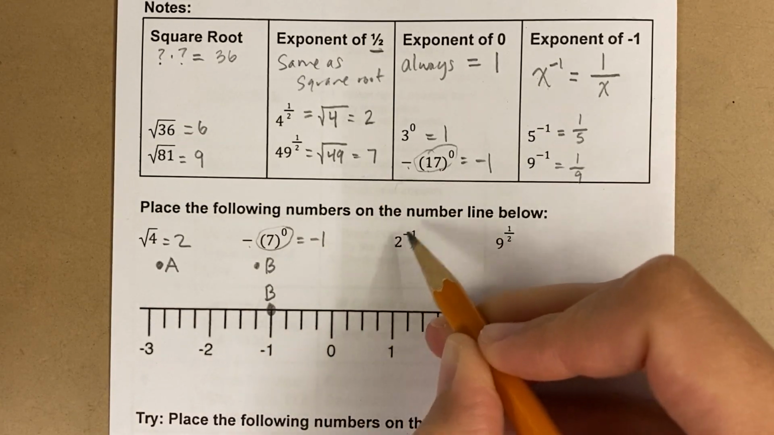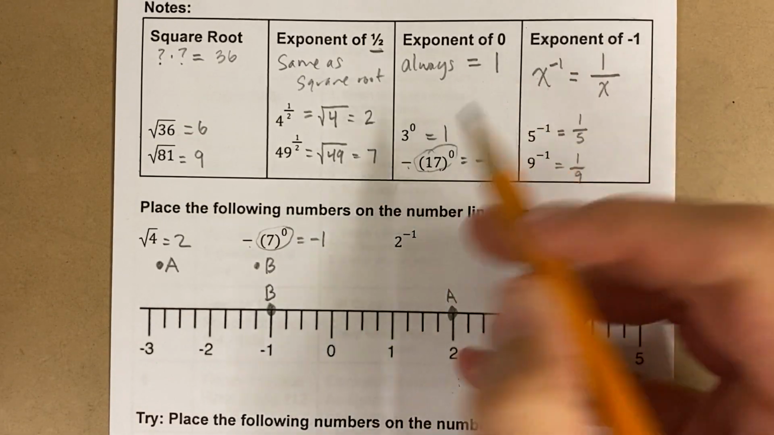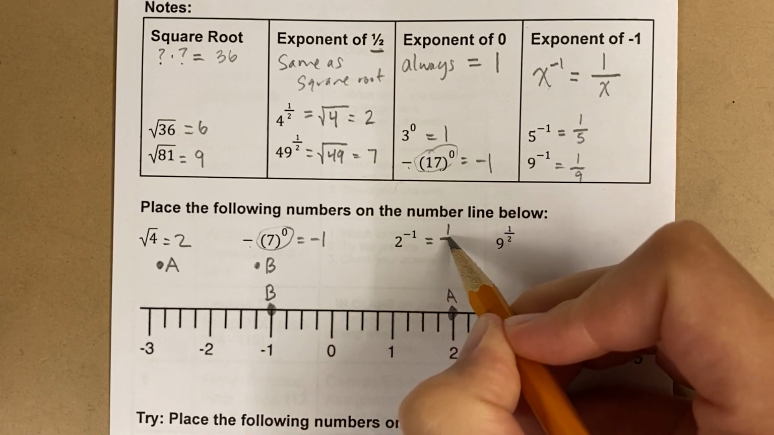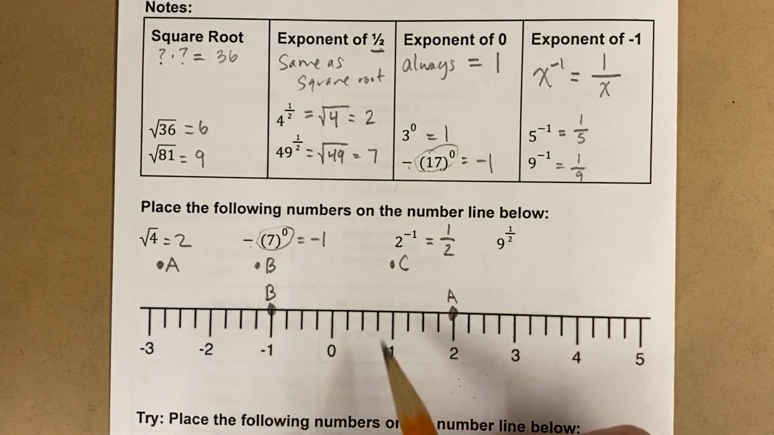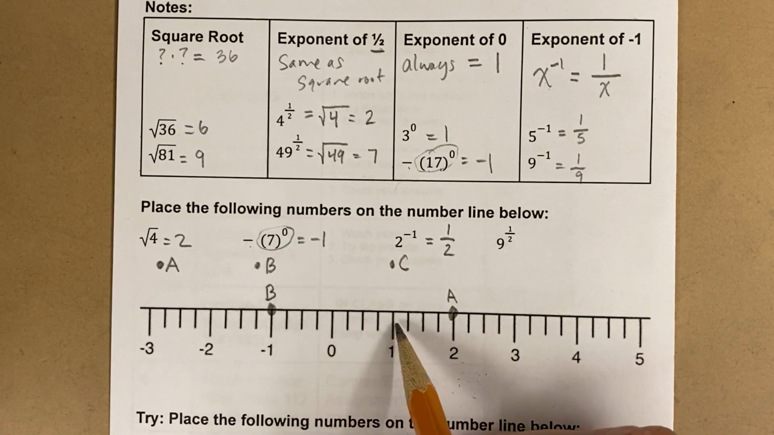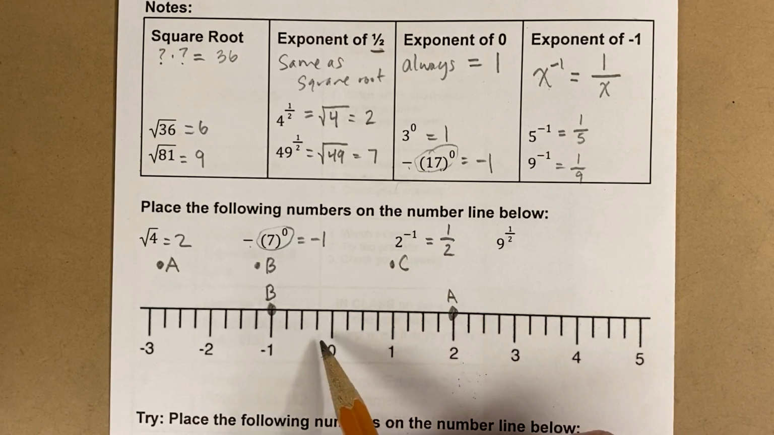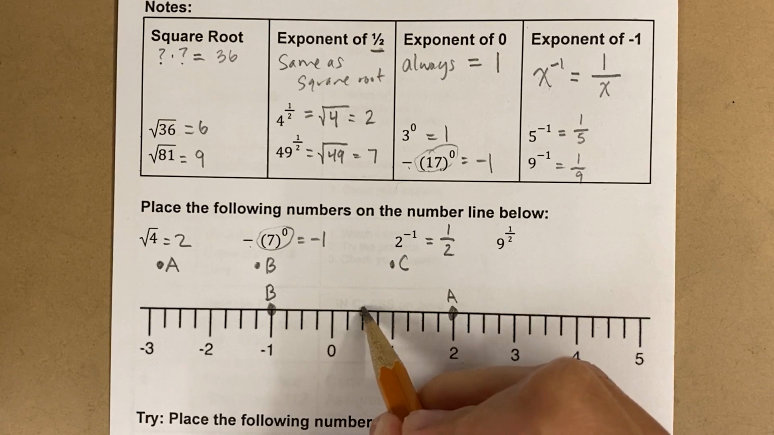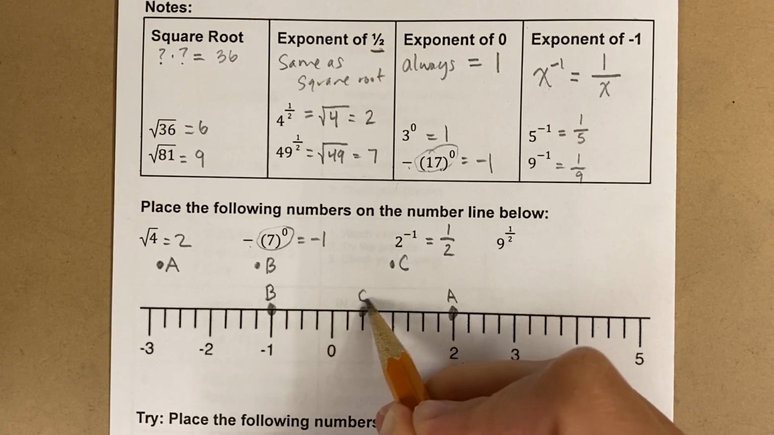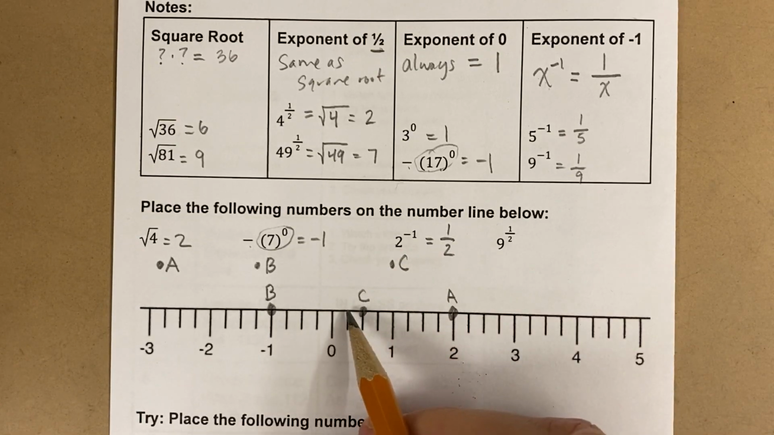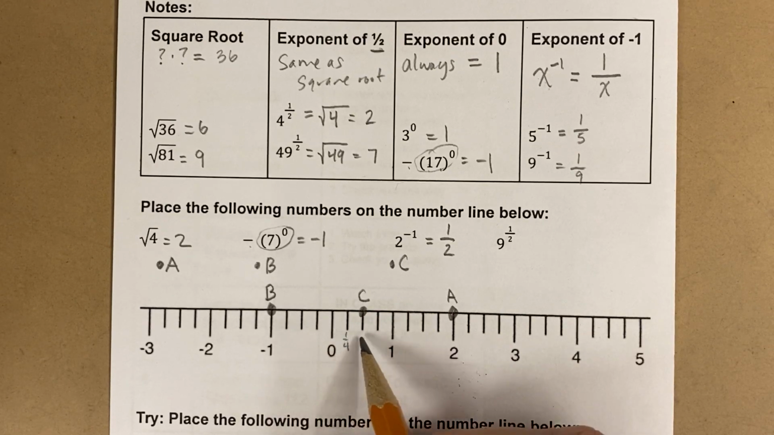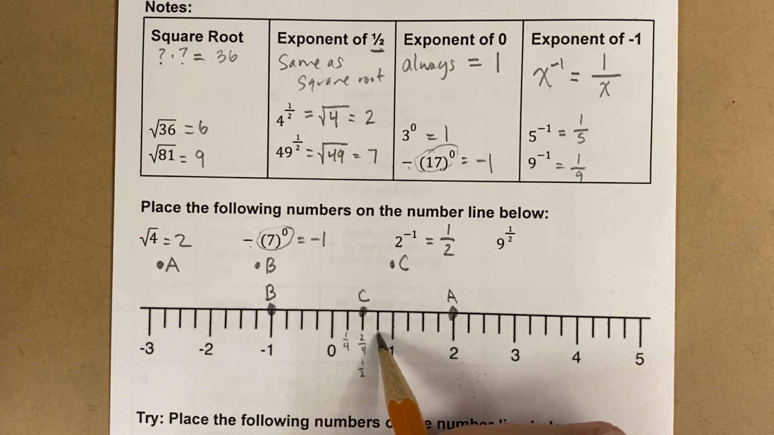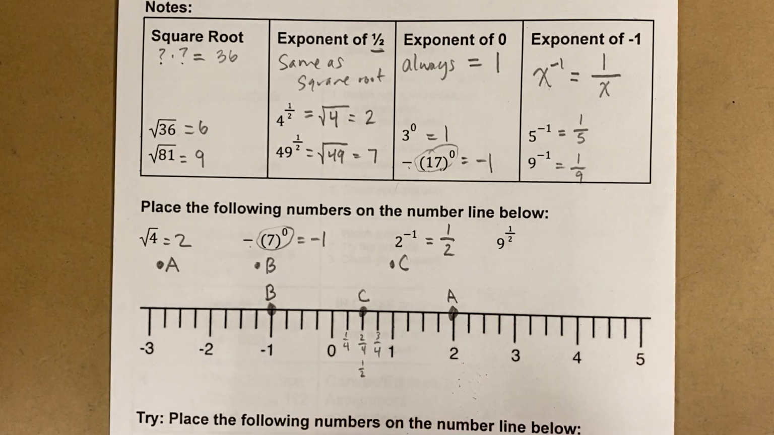Okay, this 2 to the negative first power, look, that's this. This becomes 1 over 2. So that's point C. Where's 1/2 on the number line? 1/2 is in between 0 and 1. It's less than 1, it's more than 0. It's halfway between. It's right here. Now let's say it was 1/4. That would be right here. This is 1/4. This is 2/4, which is the same as 1/2. This is 3/4, and this is 1.